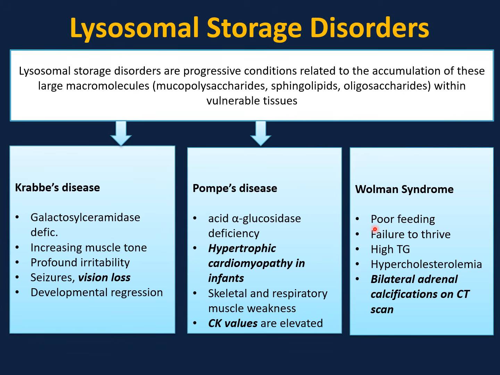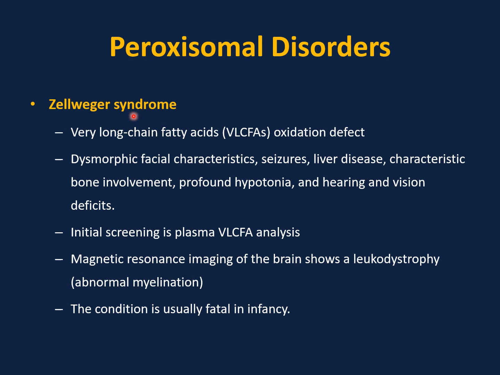Wolman syndrome presents with poor feeding, failure to thrive, high triglyceride level, hypercholesterolemia, bilateral adrenal calcifications on CT scan. This is a key word for this disease to remember. Zellweger syndrome is a peroxisomal disorder because of very long chain fatty acids oxidation defect.